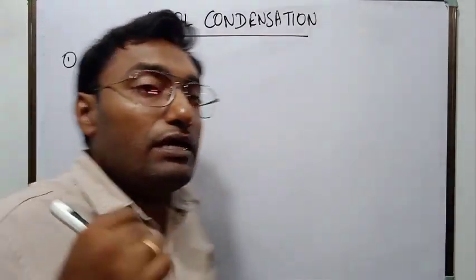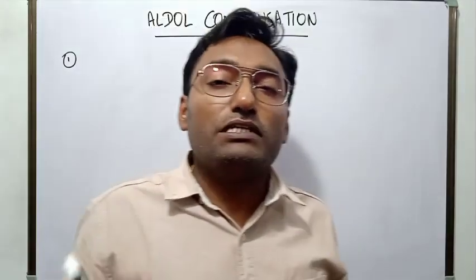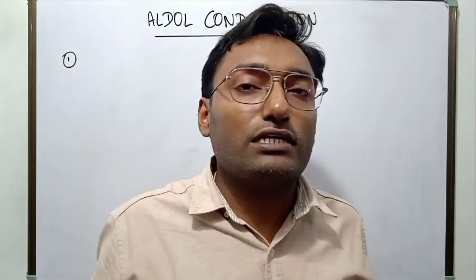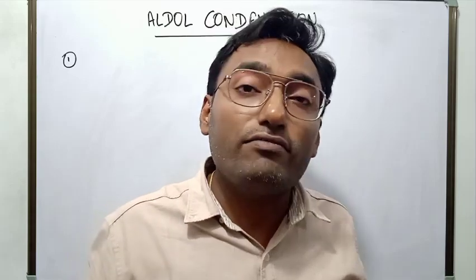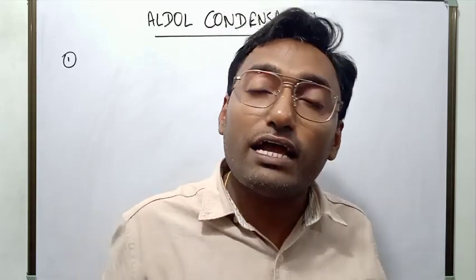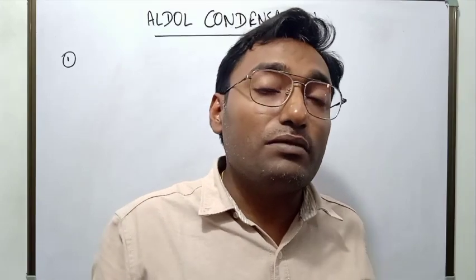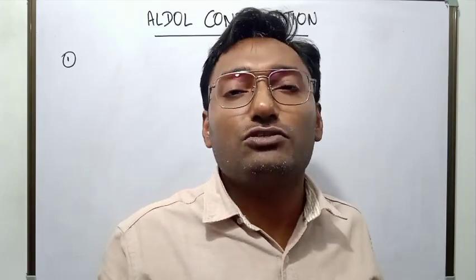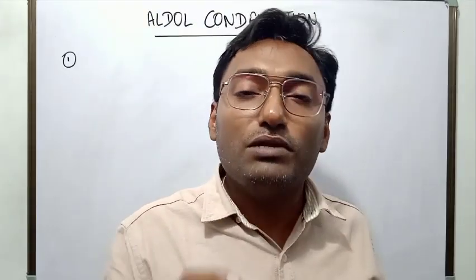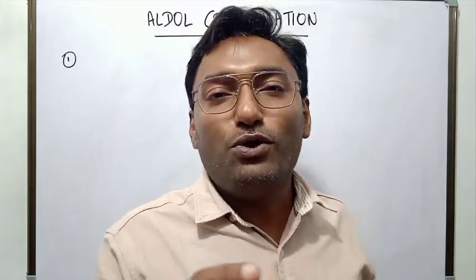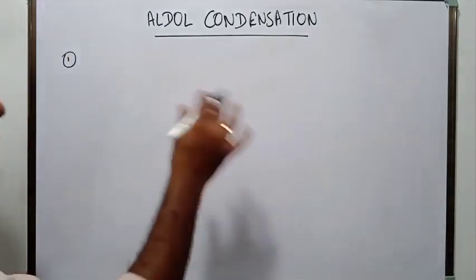Dear students, in my earlier video, I mentioned the Cannizzaro reaction. Cannizzaro reaction is shown by aldehydes that do not have alpha hydrogen. They lack alpha hydrogen atom. Aldol condensation is shown by aldehydes that have alpha hydrogen atom. Please note this difference. So what are the aldehydes that have alpha hydrogen atom?